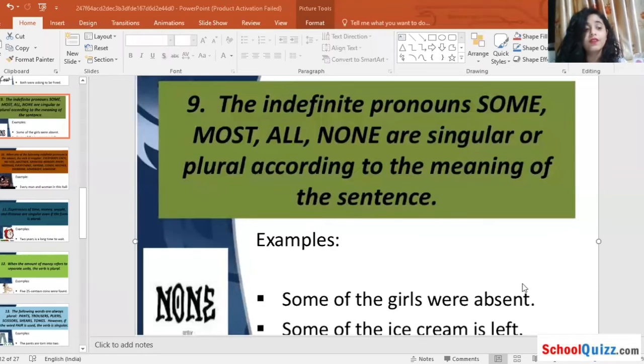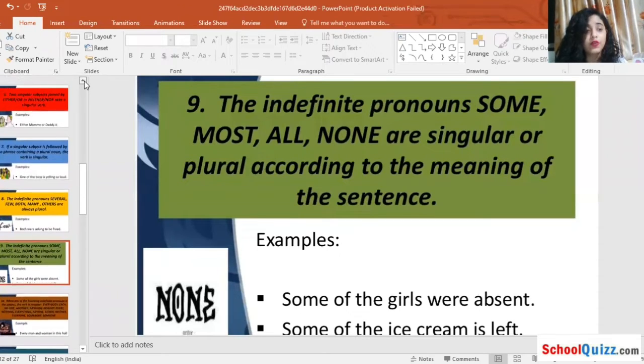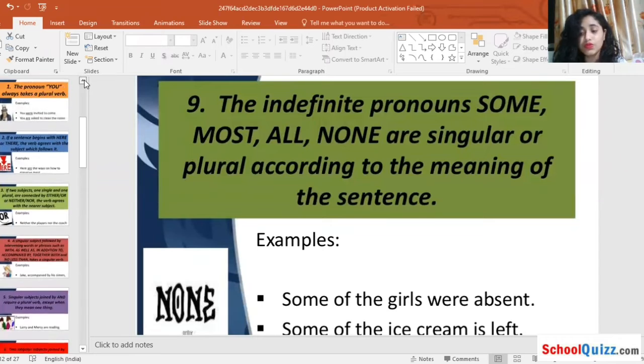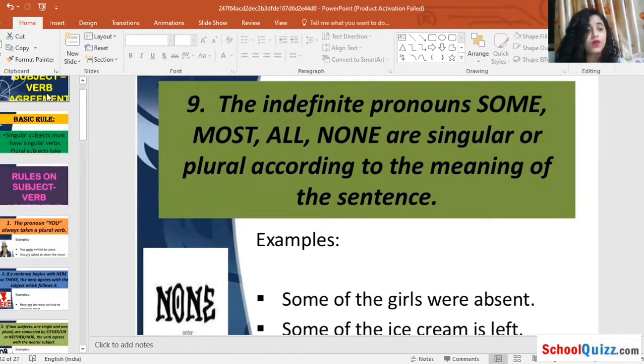So we have studied the 9 rules in that. Now we have to study further. So let us first revise those 9 rules that we have studied. Afterwards, we can go to our new rules. So now, rules for the subject verb concord.